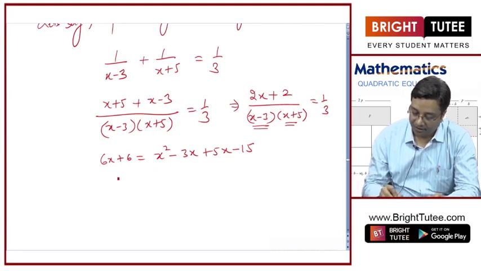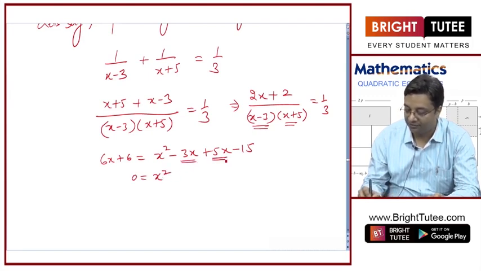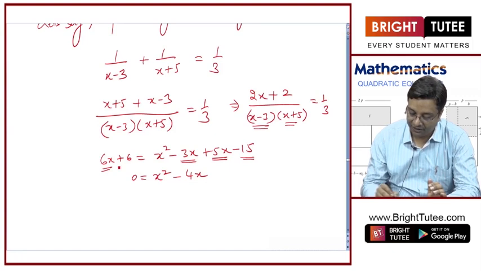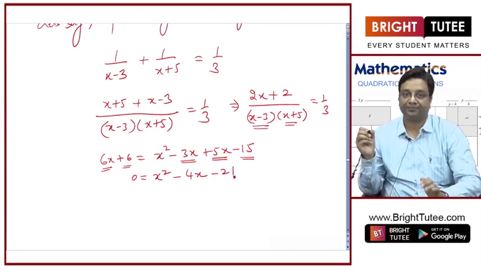So I bring all the terms on the right hand side. 0 will be equal to x². This is −3x + 5x, which is 2x. 2x − 6x will become −4x. This is −15 and this 6 will become −6, so −21.